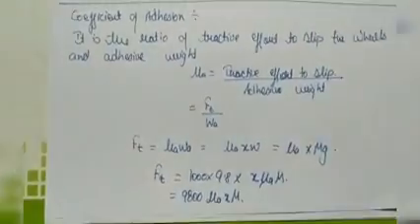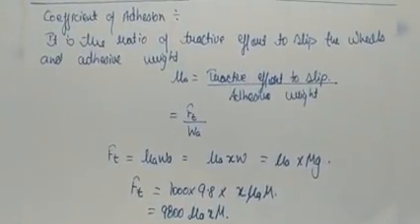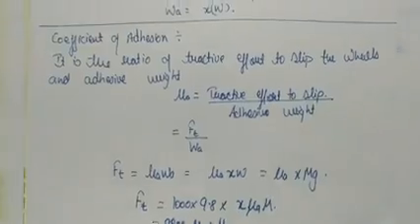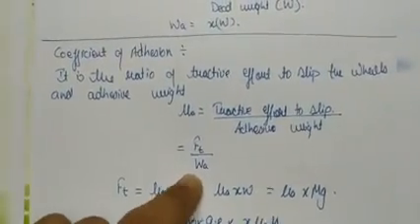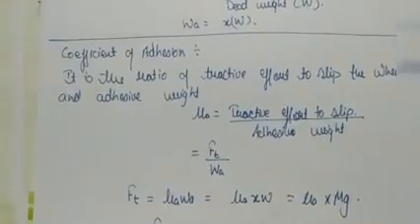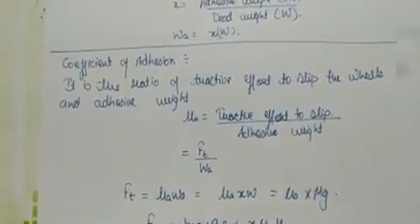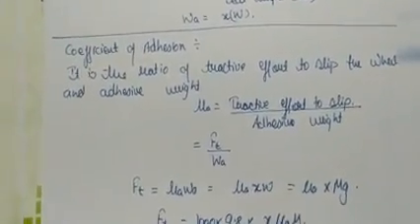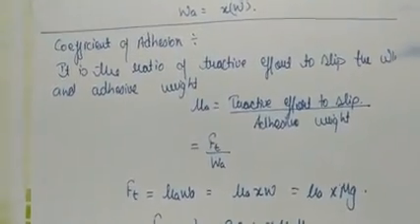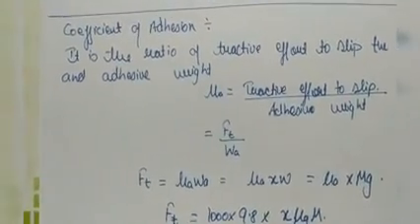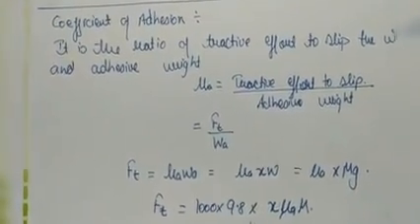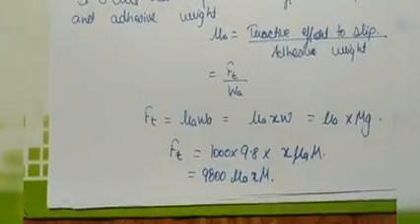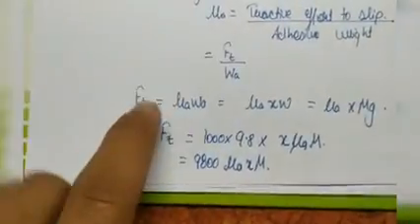So coefficient of adhesion is denoted by mu, and it is the ratio of the traction effort or slip to the adhesive weight. So adhesive weight, as you know earlier, is denoted by WA, and the traction effort of the wheel is denoted by FT, as we have discussed just before. Alright, so what was FT equal to? So FT was equal to 2 eta N T upon D. Alright, so this is FT.